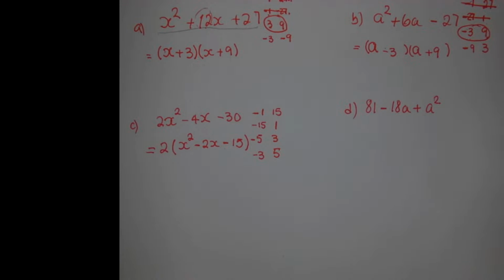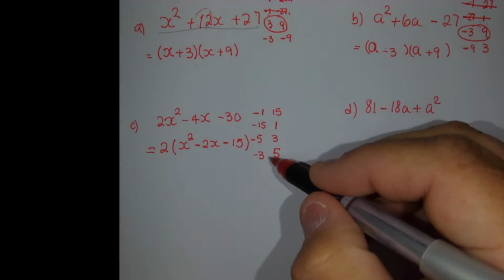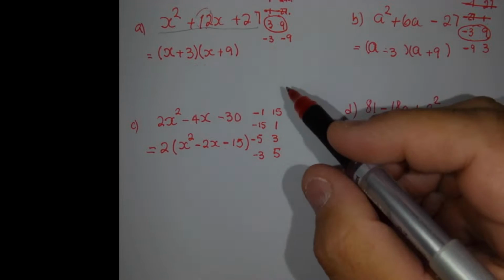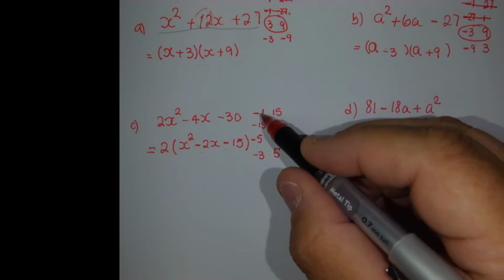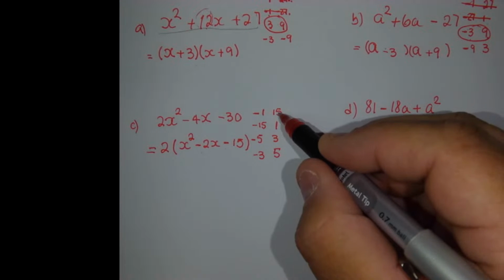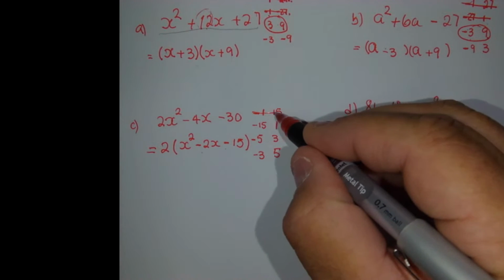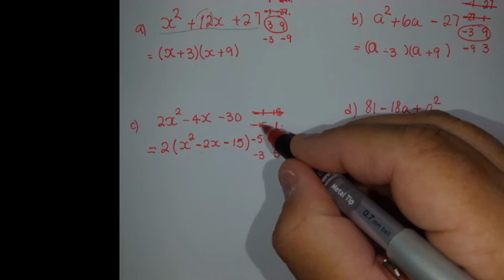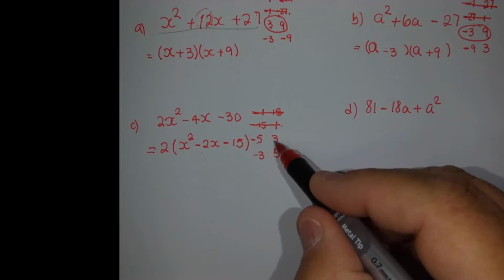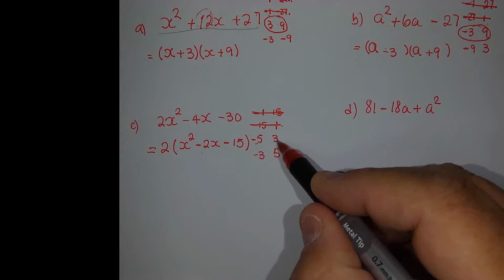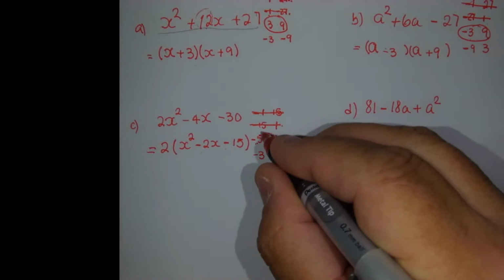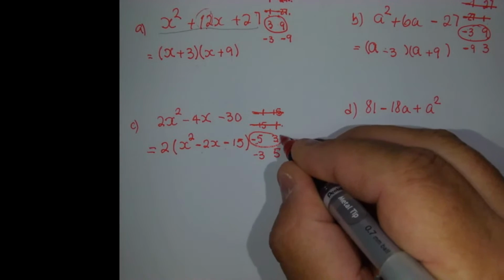The first thing I need to do is check which one of those four pairs add up to negative 2, which is what I'm looking for. In this case, minus 1 plus 15 is 14, so that doesn't work. I'm looking for minus 2. Minus 15 plus 1 is minus 14, that doesn't work. And then minus 5 plus 3, that is negative 2. Wow, I'm lucky again. Third time lucky.